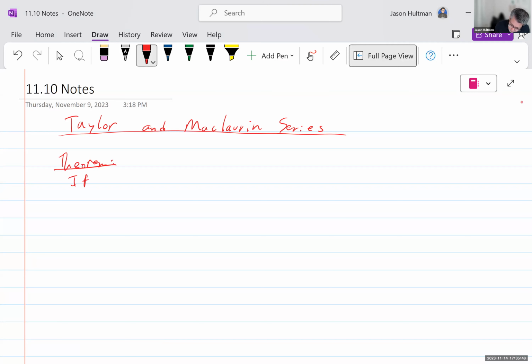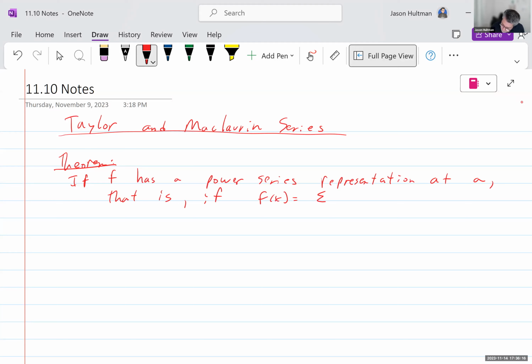Okay, if f has a power series representation at a, that is, if f of x is equal to the sum as n equals 0 to infinity of c of n times (x minus a) to the nth power, where the absolute value of x minus a is less than R, so we could calculate a radius of convergence based on that.